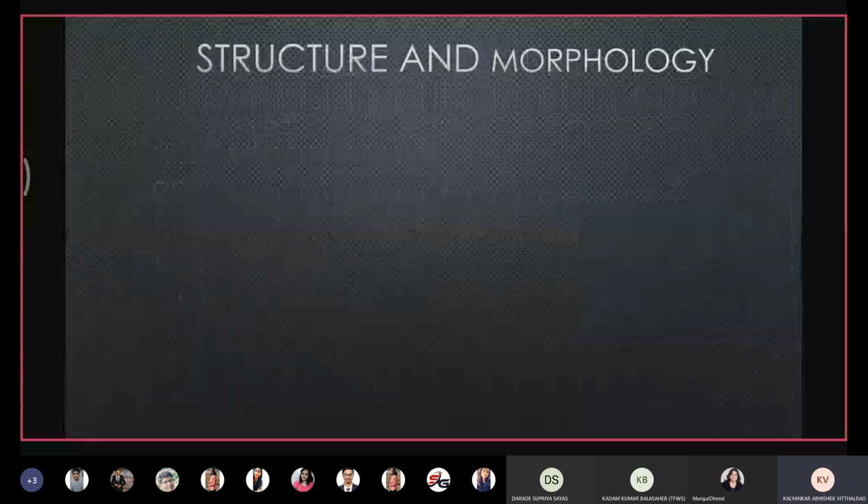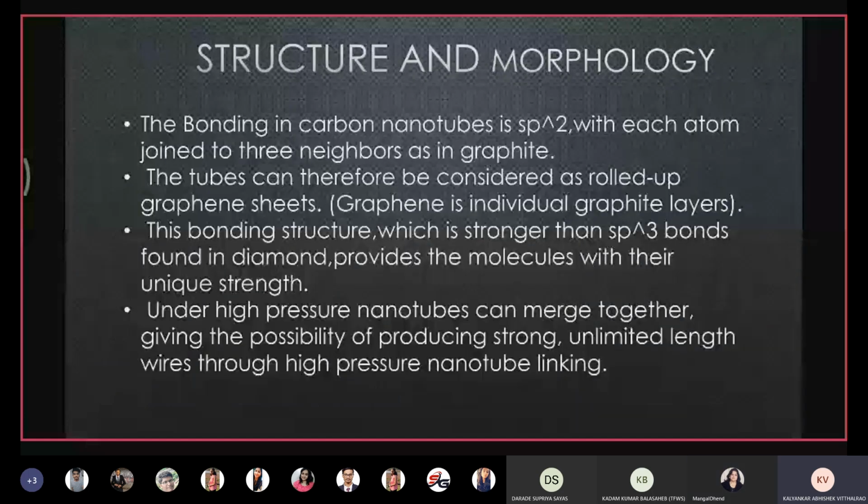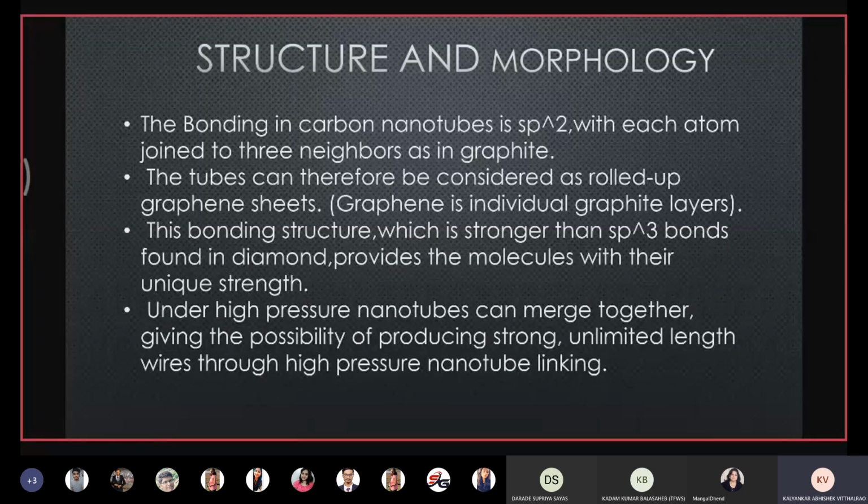The bonding in carbon nanotubes is sp2, with each atom joined to 3 neighbors as in graphite. The tubes can therefore be considered as a rolled up graphene sheet. The bonding structure, which is stronger than the sp3 bond found in diamond, provides the molecule with its unique strength. Under high pressure, nanotubes can merge together, giving the possibility of producing strong, unlimited strength wire. So the carbon nanotubes have sp2 bonds, one sigma and one pi bond. These are much stronger than materials that exist with sp1 bonds.